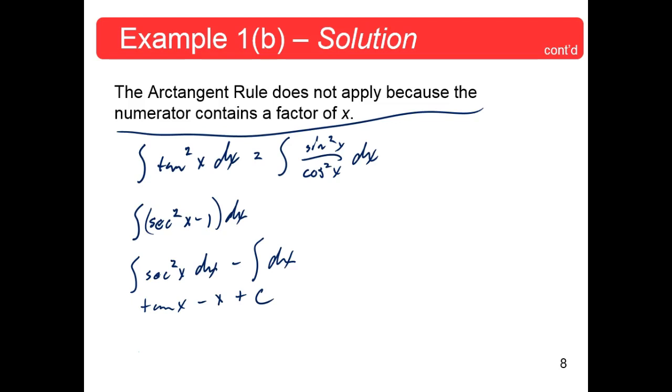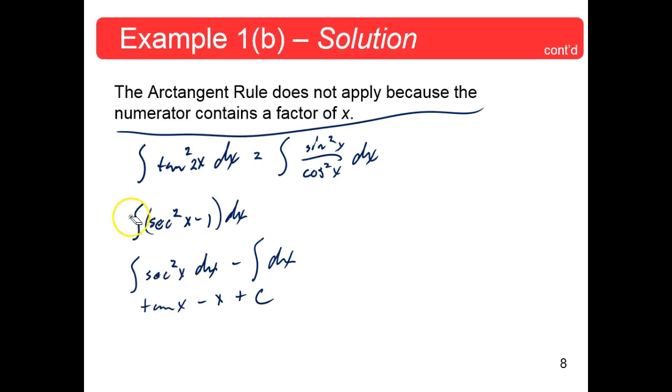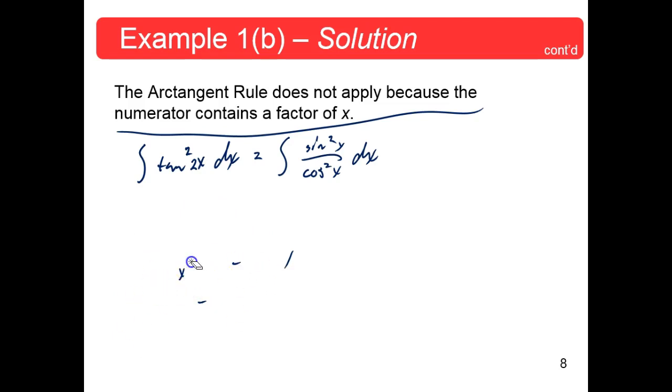Wait a minute. If I had copied the problem down right, it might have made more sense. It was tangent squared 2x. Sorry about this, folks. Okay. So I'm not sure we're far off. In fact, I think we're probably pretty close. But it does make a difference here. When I looked at their answer, I thought, where did that come from? And I thought, I didn't copy it down.